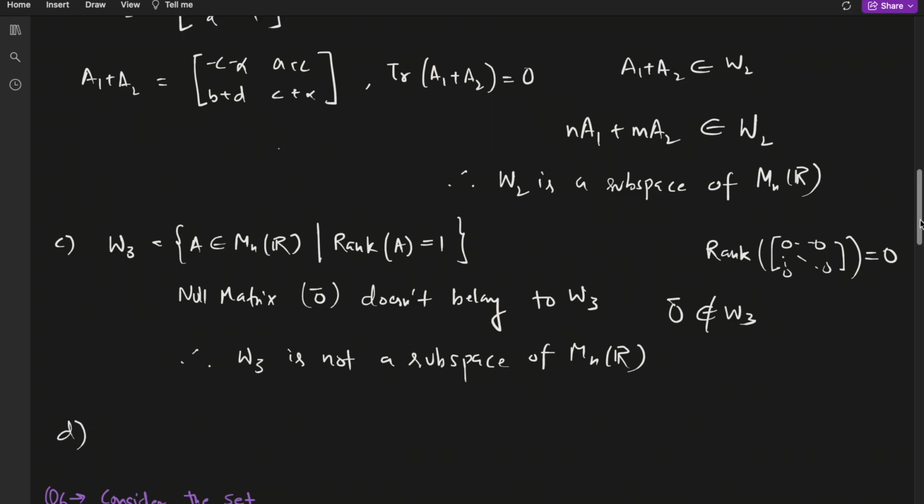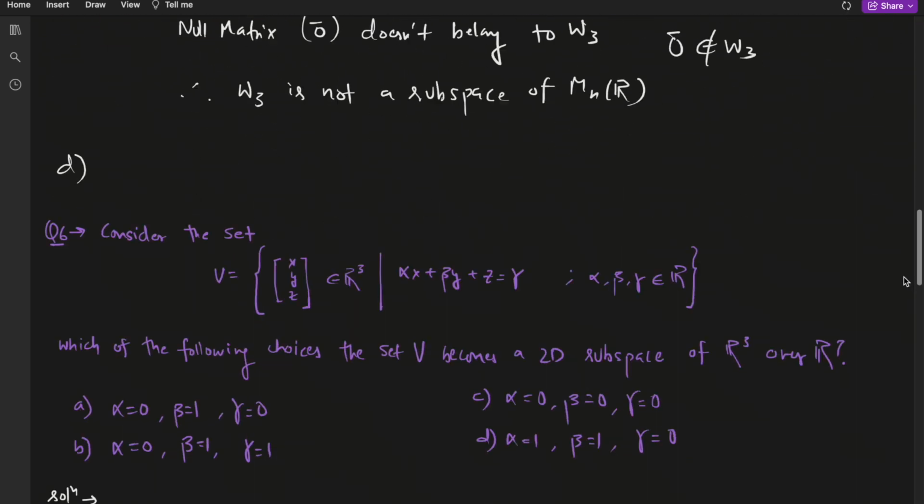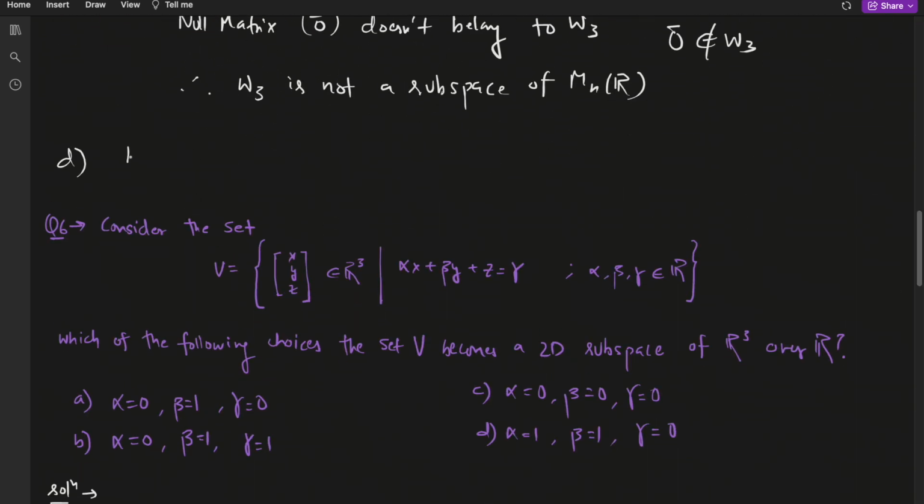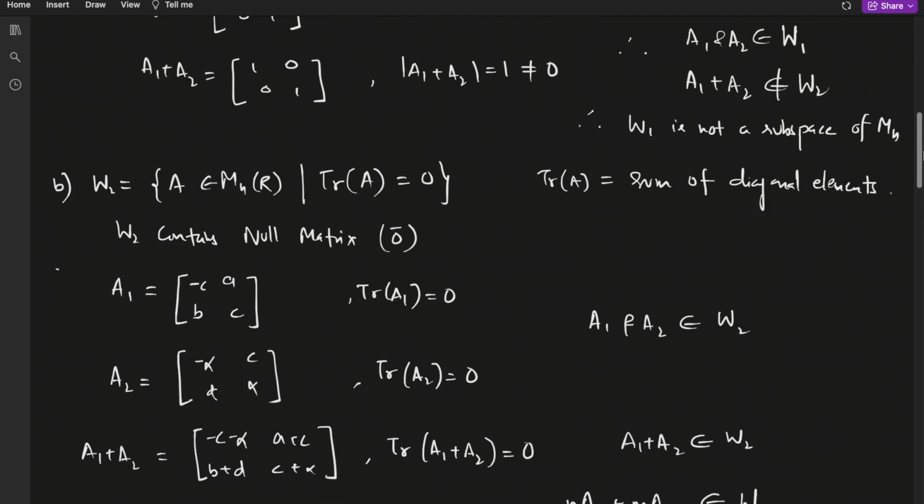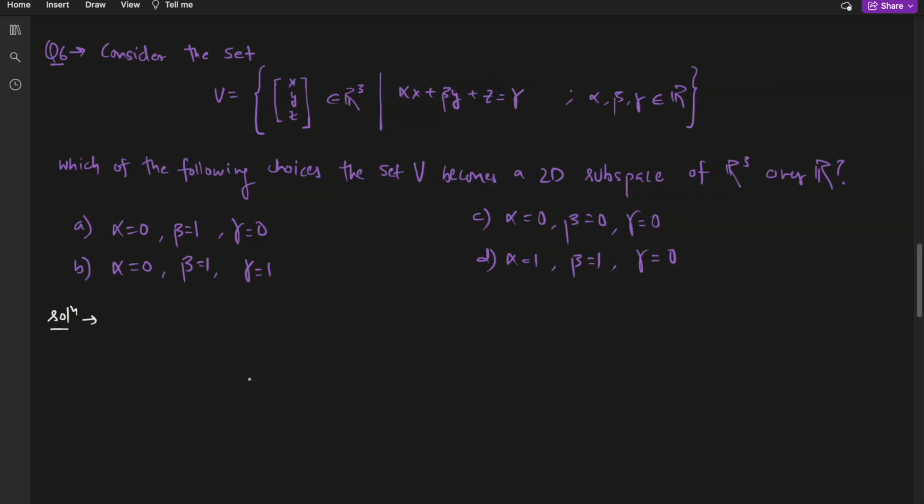And D is pretty simple. We have seen in the video that the set of symmetric matrices is a subspace. So D, that is W4, the set of symmetric matrices, is a subspace. All right, so we have seen all four subspaces. Okay, let's see the next question.